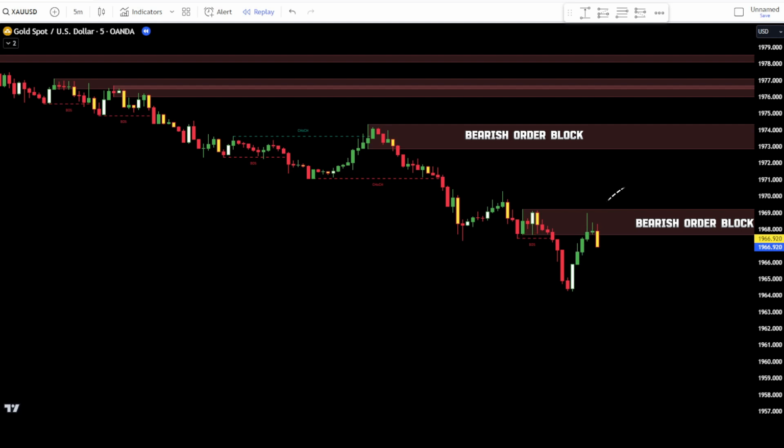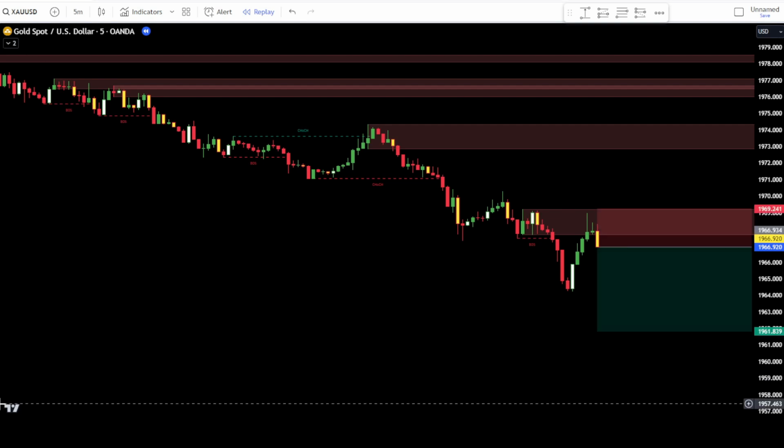3. Wait for a rejection to occur in the bearish order block area in the form of a bearish engulfing candlestick. 4. If all conditions are met, you can enter a sell position after the bearish engulfing candlestick has completed its closure. 5. Place the stop loss above the bearish order block. 6. Target the take profit using a risk and reward ratio of 1 to 2.